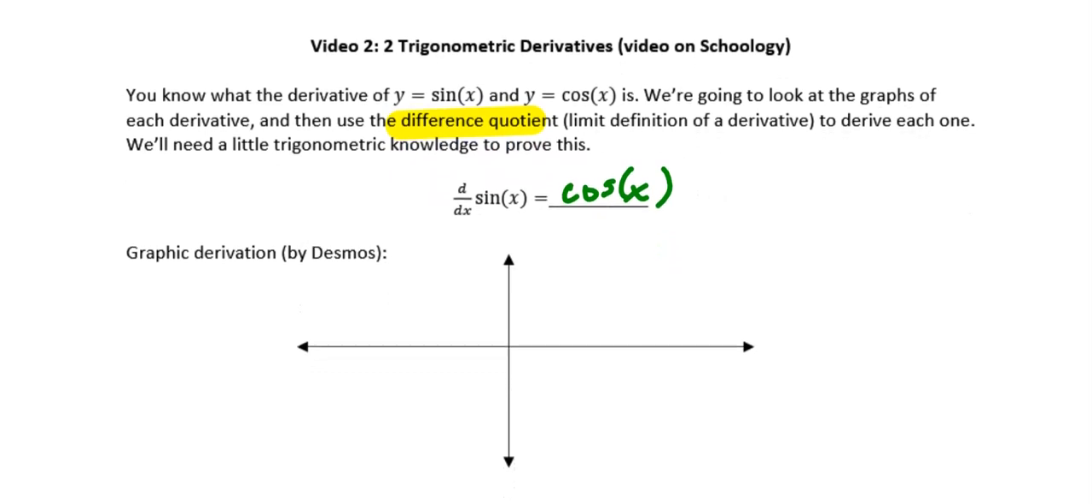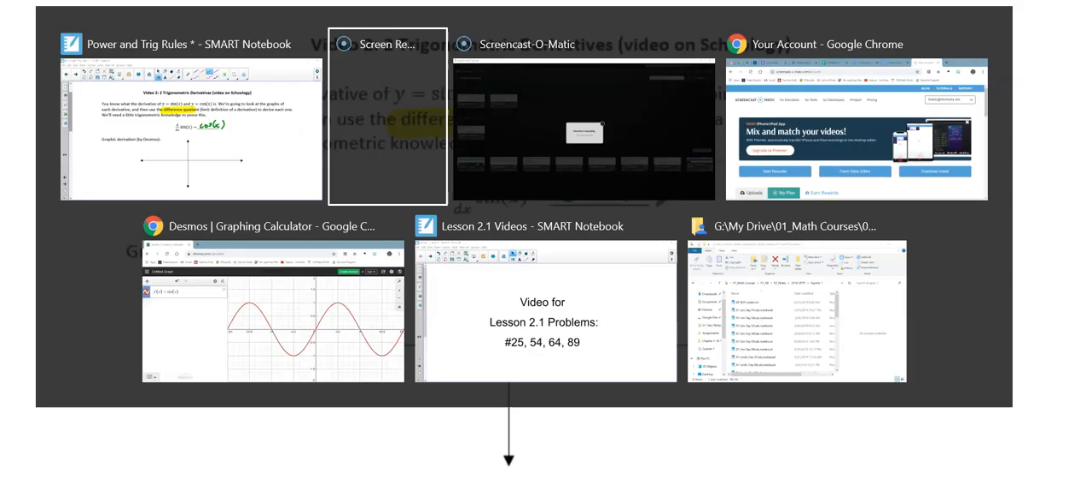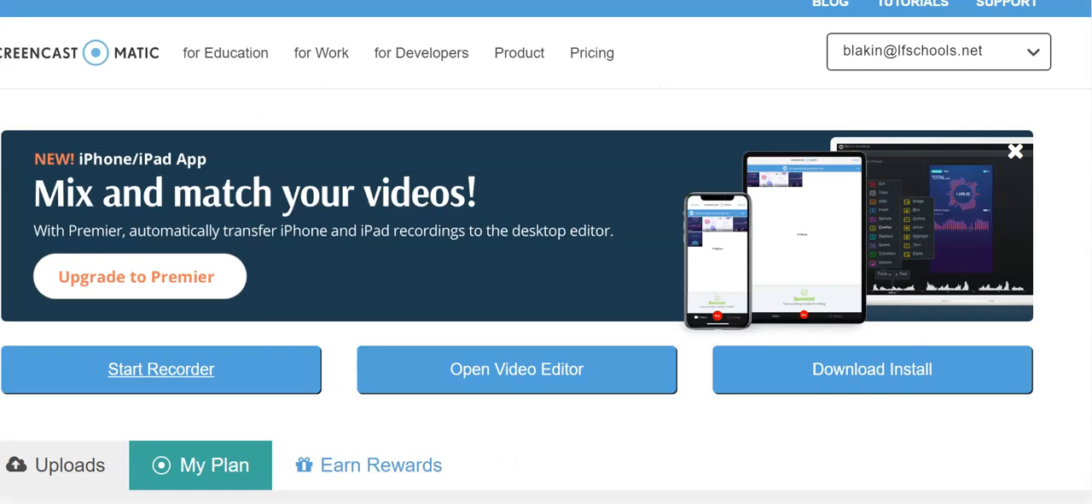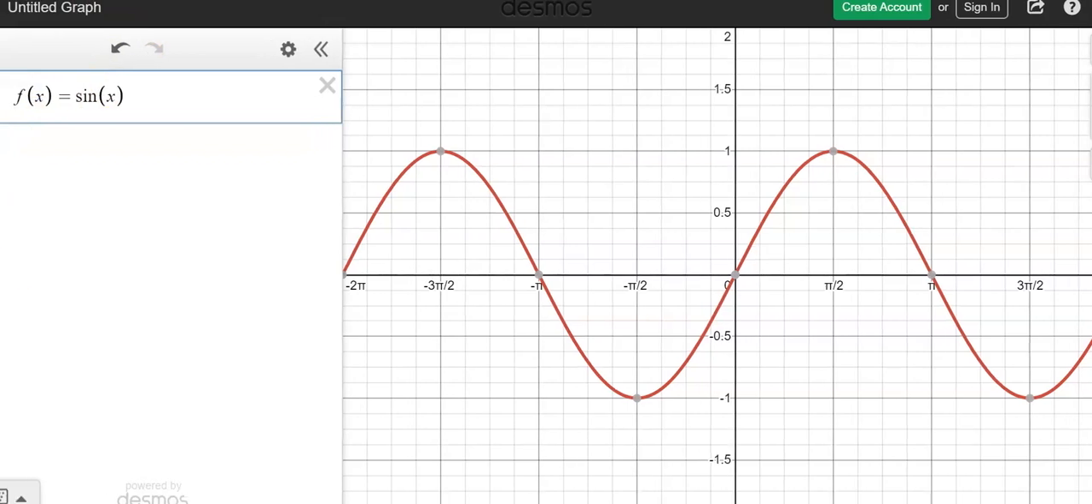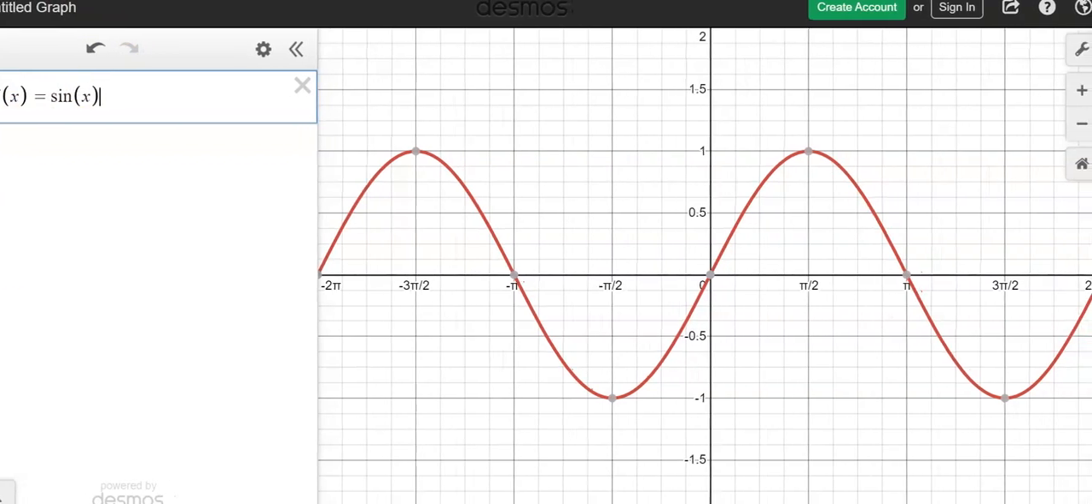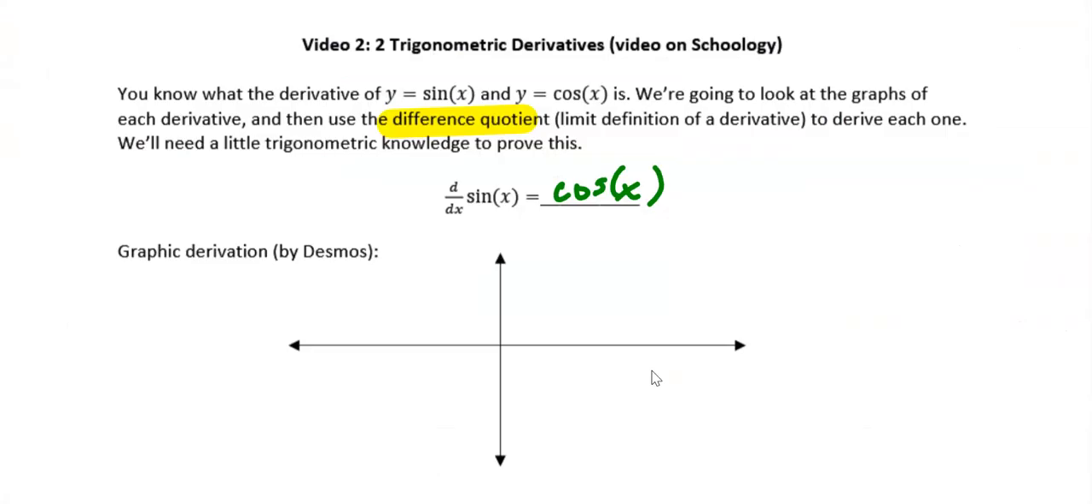I am going to go to Desmos, and I'm going to graph a few things here. I'm going to go back and forth between the two. So first of all, if I go to Desmos, yep, there it is. So here is sine x. Okay, now this is the graph of sine x. I'm going to go and plot it on my other one. So let me go back here, and let's plot some points.